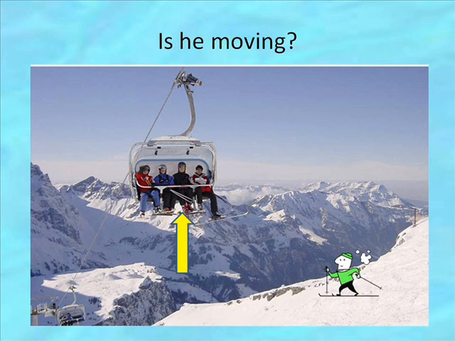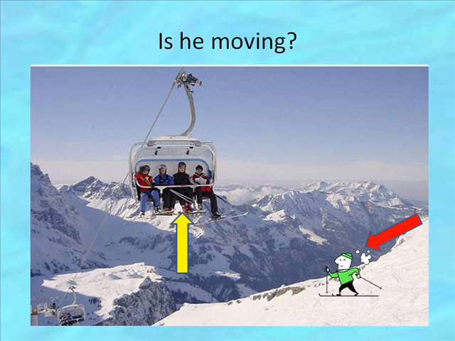Okay, so let's look at an example here. Here we are up in the mountains on a ski lift. And we're looking at that guy there that's pointed to by the yellow arrow. And we ask the question, is he moving? Well, as we've already learned, the answer to that is relative. For example, is he moving relative to the guy sitting next to him, who's pointed to by the red arrow? What do you think? Well, the answer is no, he's not.